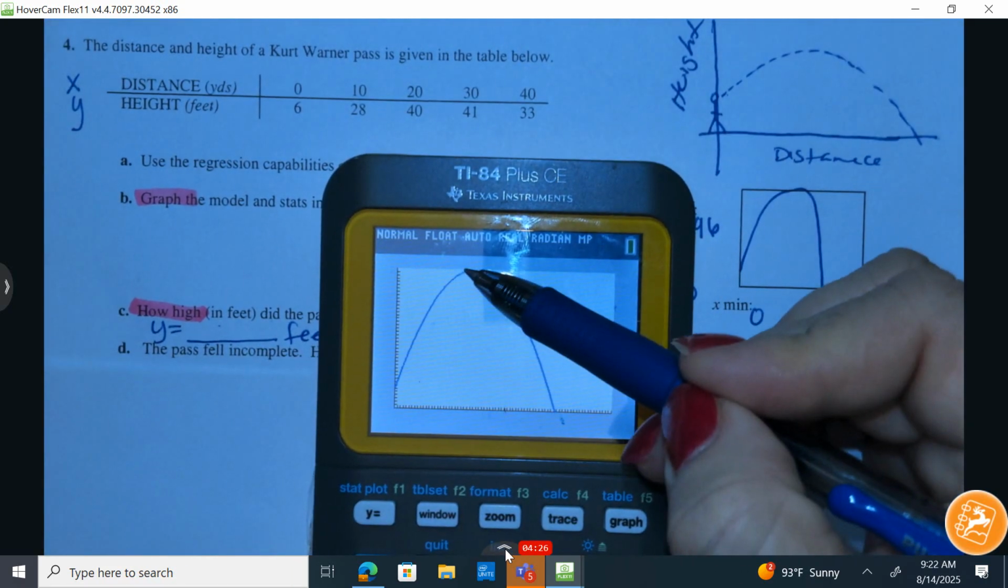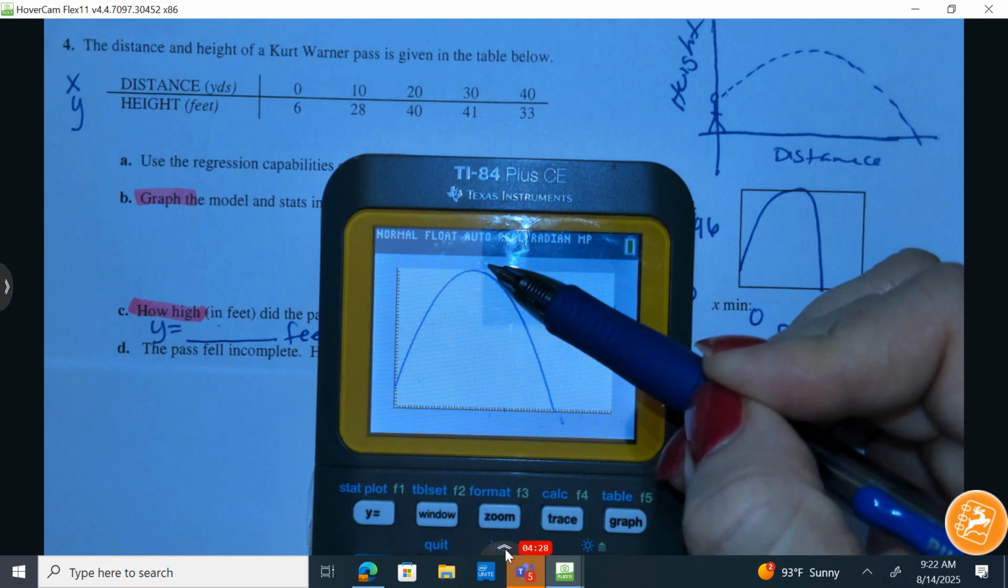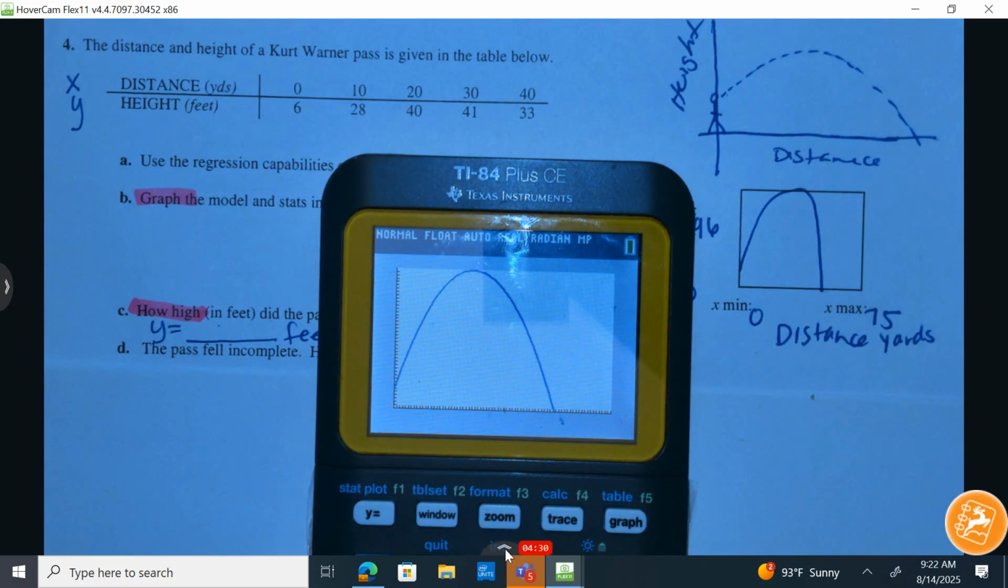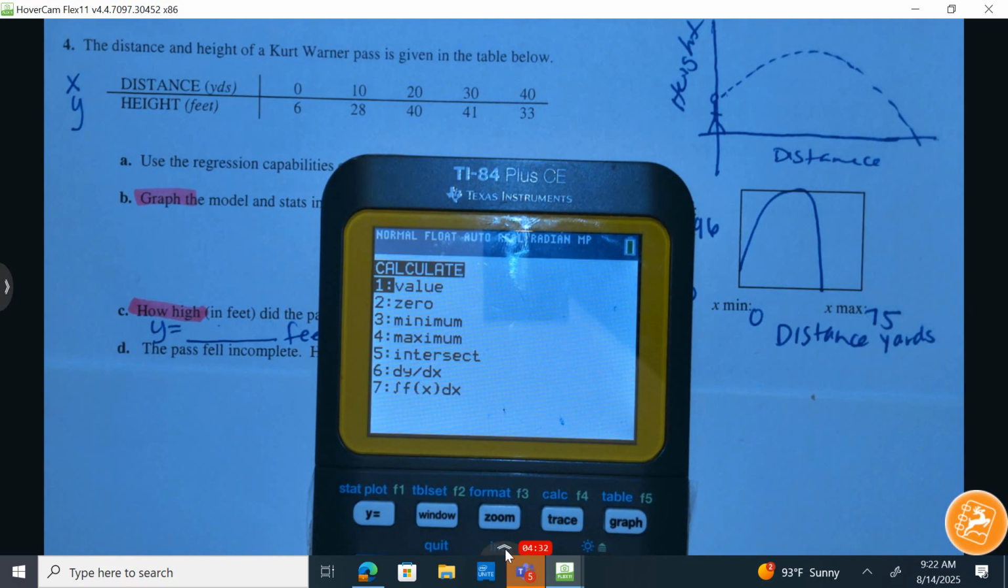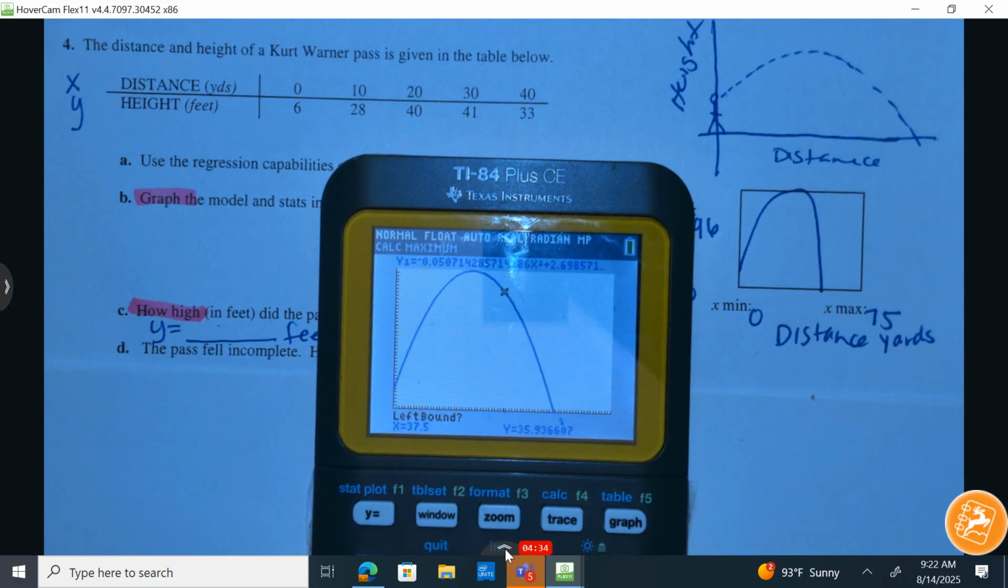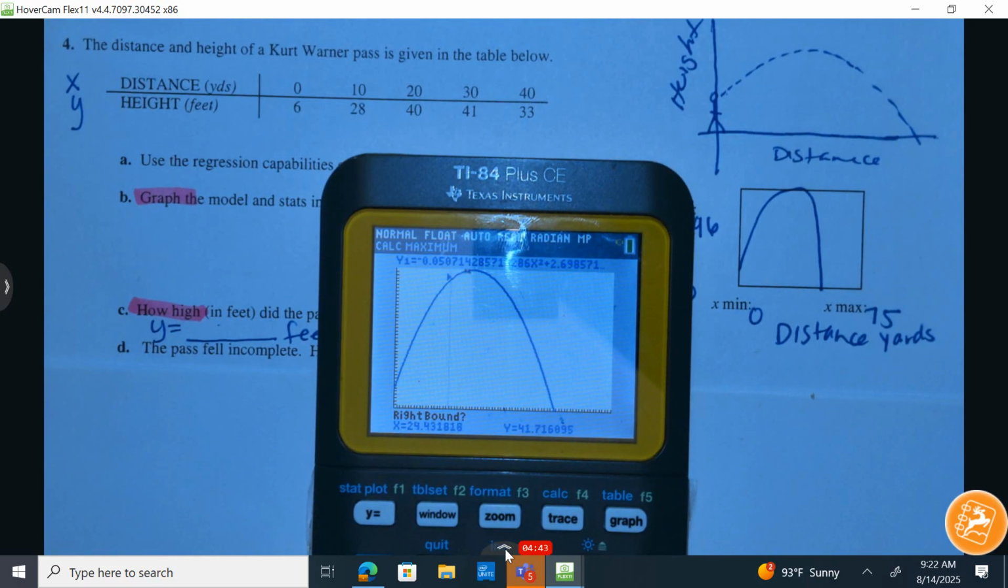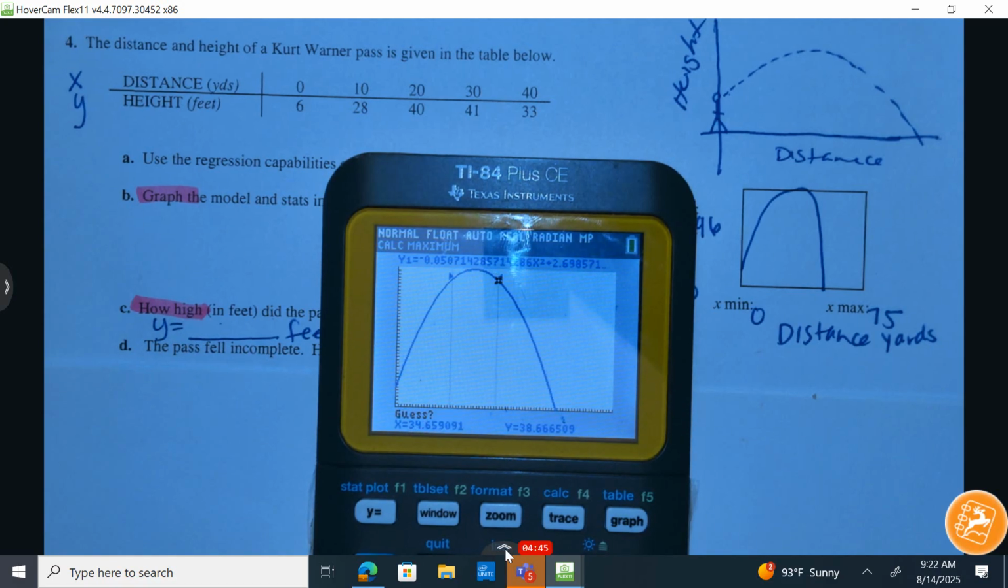This is what I want to be able to identify. I want to know this maximum value. How do I calculate it? We're going to go second, calculate maximum. And there's a couple different ways that I taught you how to do this. This is probably the slower way. You start at the very top. You go somewhere to the left, press enter, come back up. You go somewhere to the right of the highest point, and then you guess the highest point.